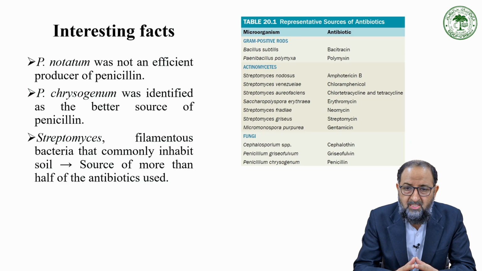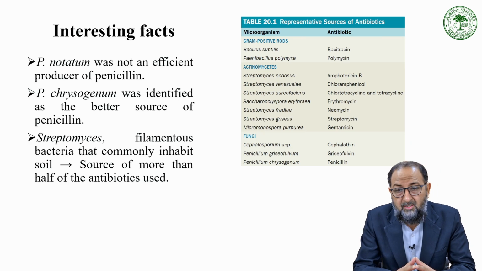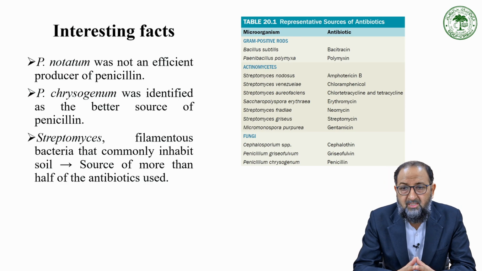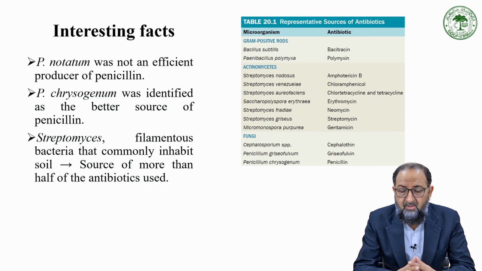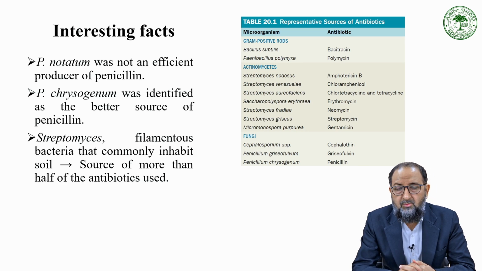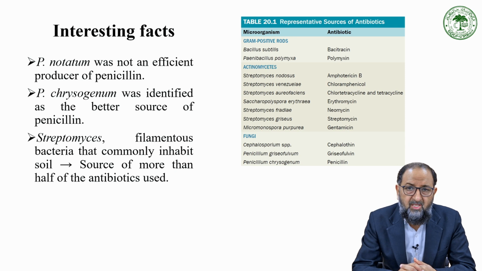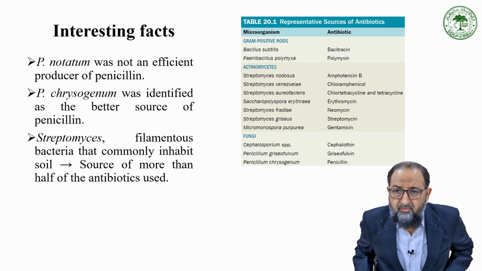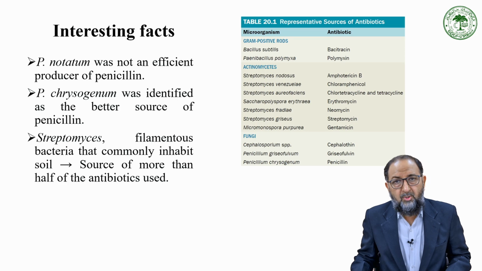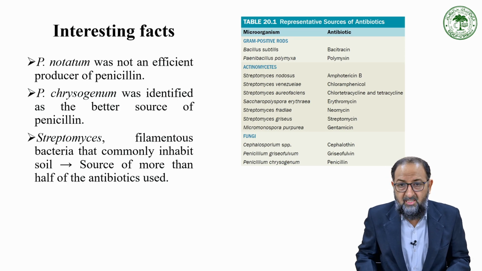And then Penicillium griseofulvum. These are griseofulvin, which is again one of the common antibiotics, and Penicillium chrysogenum. Penicillium chrysogenum produces penicillin. Penicillium notatum is also used sometimes to get this penicillin. So these are the different types of antibiotics which are produced from these bacteria, actinomycetes and fungi.